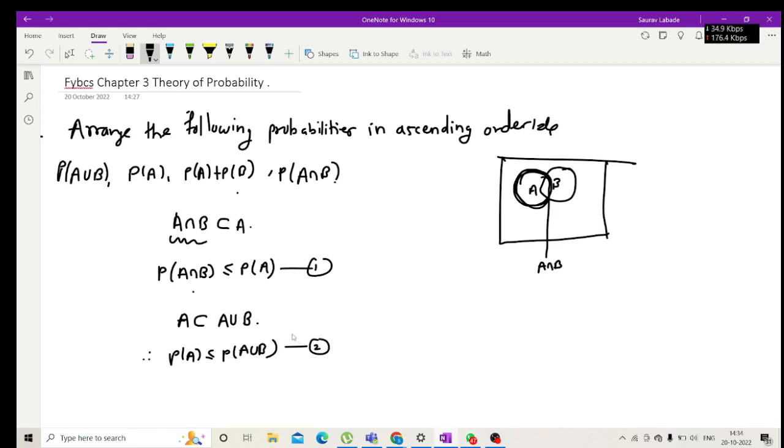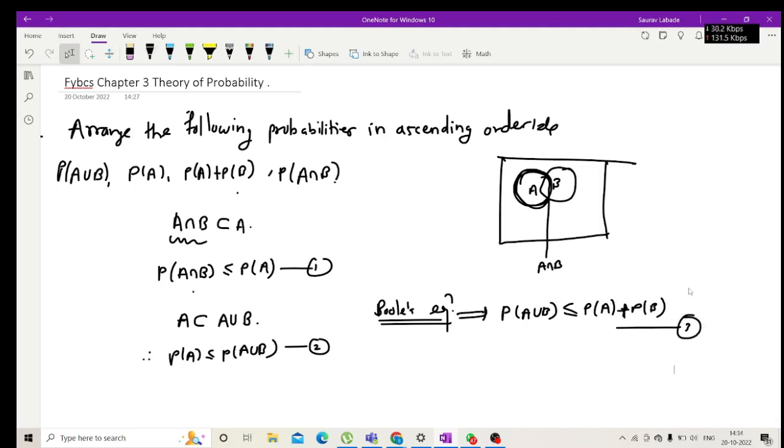Now again I know one thing. I have Boole's inequality. We have seen this Boole's inequality, right? So what is Boole's inequality? It is that the probability of A union B is always less than or equal to probability of A plus probability of B. Okay. This will be my third equation.